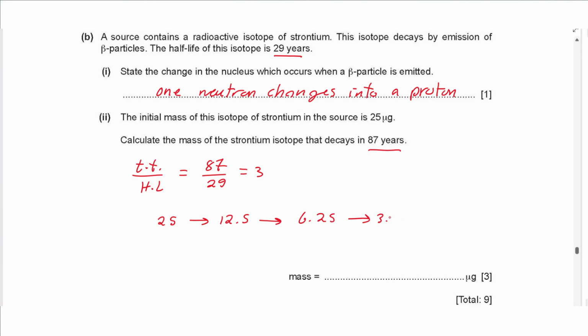We get 3.125 micrograms remaining. We do not want to know the remaining amount. We need to know the lost amount or the decayed amount. So we subtract 25 minus 3.125. That gives an answer of 21.875, which we can approximate to 2 significant figures according to the question's numbers. So we have 22 micrograms approximately.